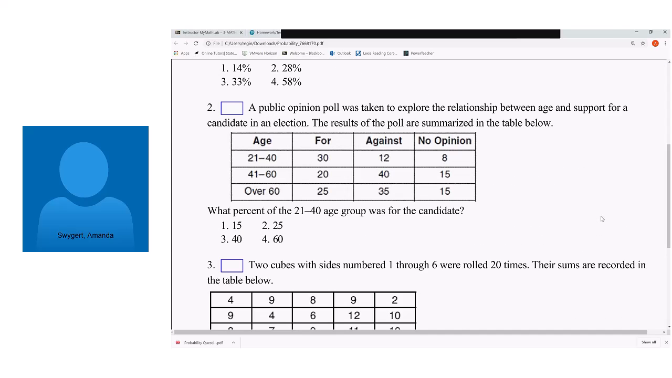Number 2. A public opinion poll was taken to explore the relationship between age and support for a candidate in an election. The results of the poll are summarized in the table below. We have the age breakdown. We have people from that age group that were for the candidate, people that were against, and people that didn't have an opinion at all. We want what percent of the 21 to 40 age group, so we only care about that group, was for the candidate. No answers yet. Everybody take a second and see if you can get your own answer before we talk. Let's take a minute or two to do that by yourselves.